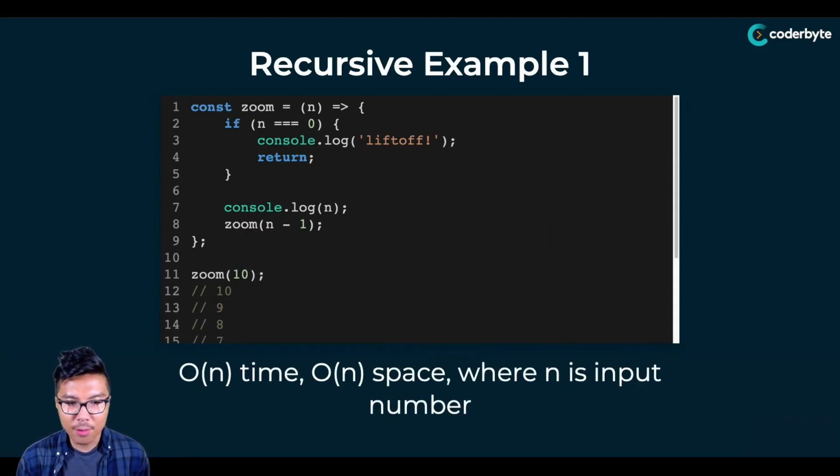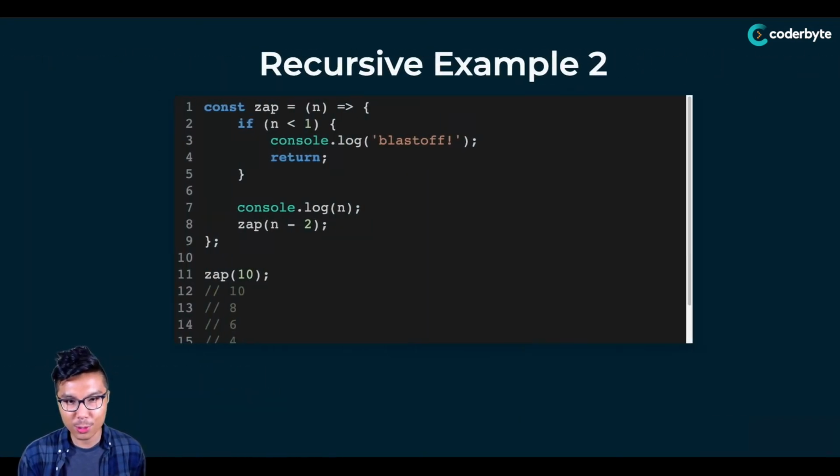So there we have it. We have O of n time and O of n space, where n is the input number to this zoom function. So let's take a look at one more recursive example.